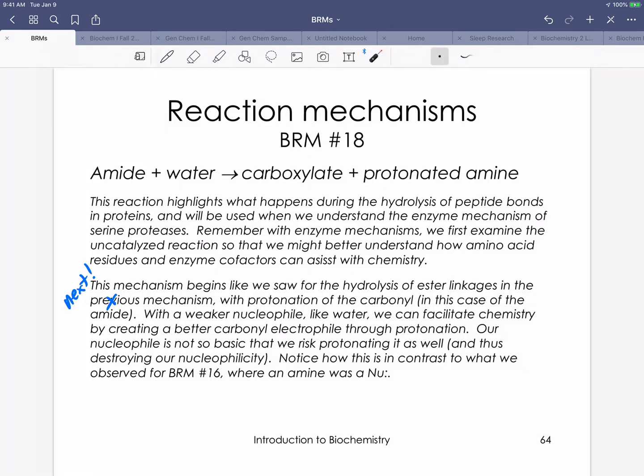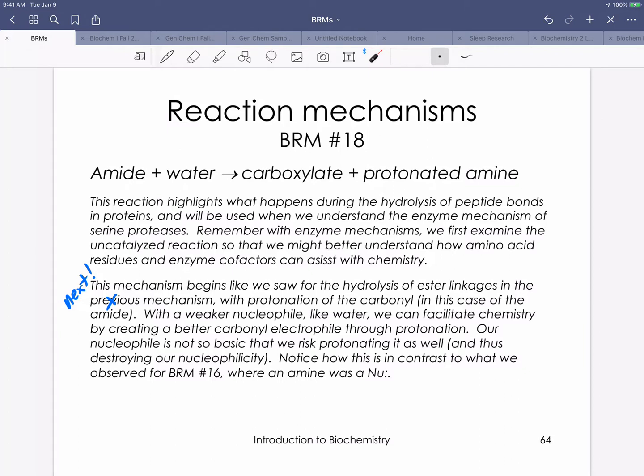We'll talk a little bit more about this later, but this reaction mechanism highlights chemistry that we're going to see when we look at serine proteases, which are important digestive enzymes that facilitate the breakdown of protein in your digestive tract. Why all of these reaction mechanisms are important is as we begin to understand enzyme catalysis, we first look at the uncatalyzed reactions so that we understand how amino acid chemistry happens, and then we think about how we might need some necessary cofactors when amino acid residues aren't able to help out.